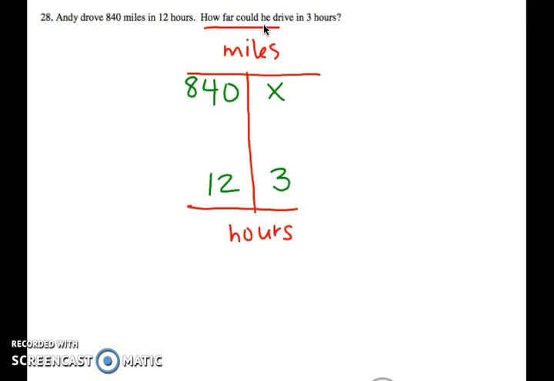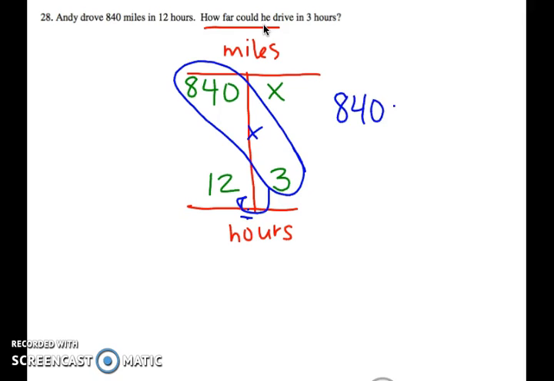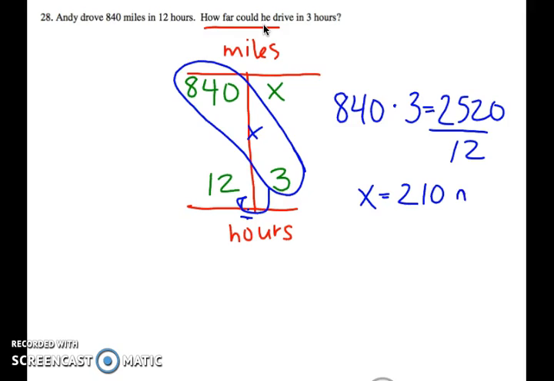We're going to cross multiply. And divide by our last term. So 840 times 3 equals 2,520. And I'm going to divide that by 12, and I get X equals 210 miles.